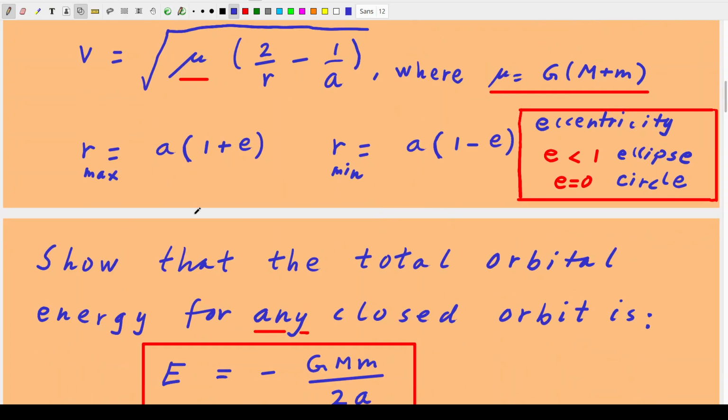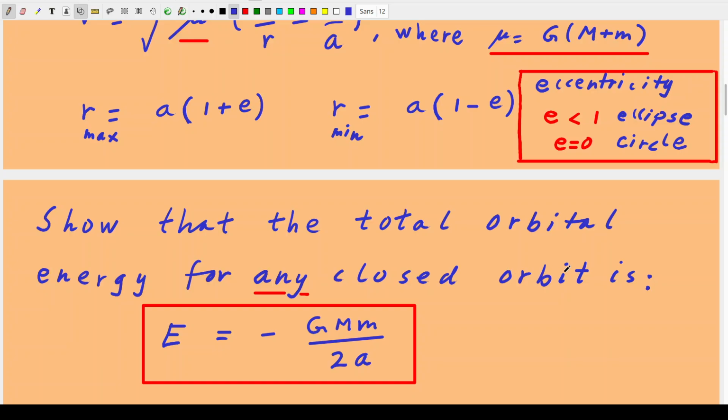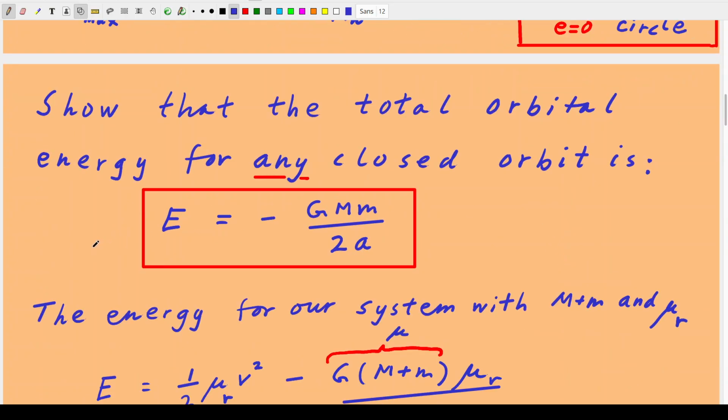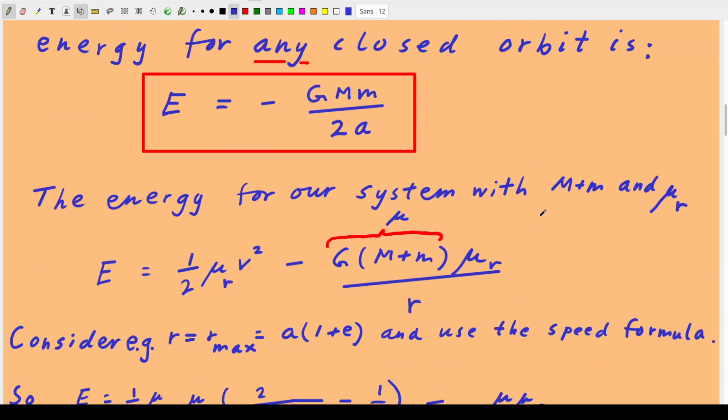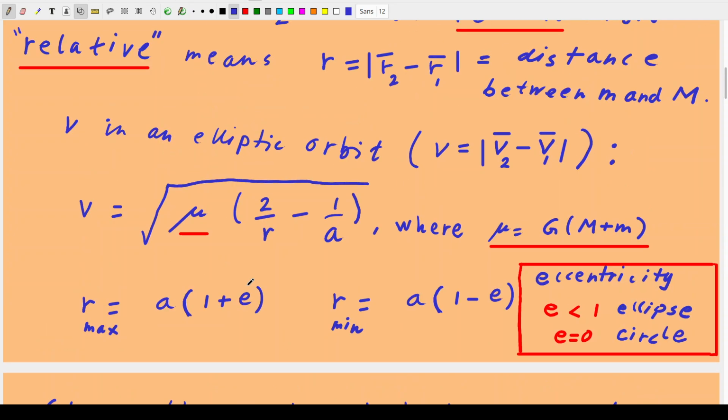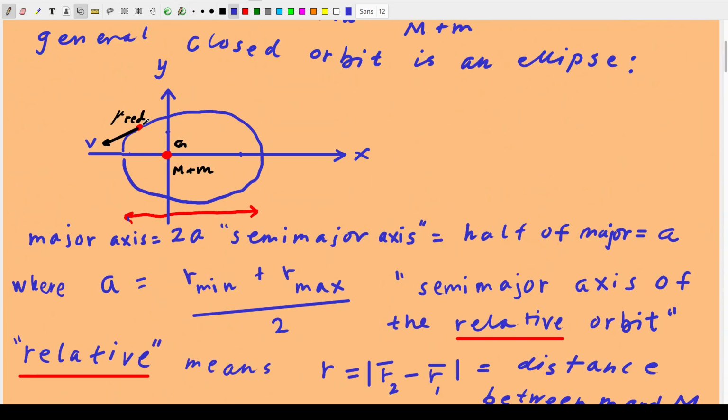Okay, so let us now show what the total orbital energy for any closed orbit might be. This is the problem that we're going to show, that there is just a very, very simple formula for any closed orbit. So if we remember mechanical energy, it's a sum of the kinetic energy, and in this case, here is one particle moving with a certain speed, right? And the fixed particle here is not moving at all, so there is no kinetic energy of this particle, only that one.